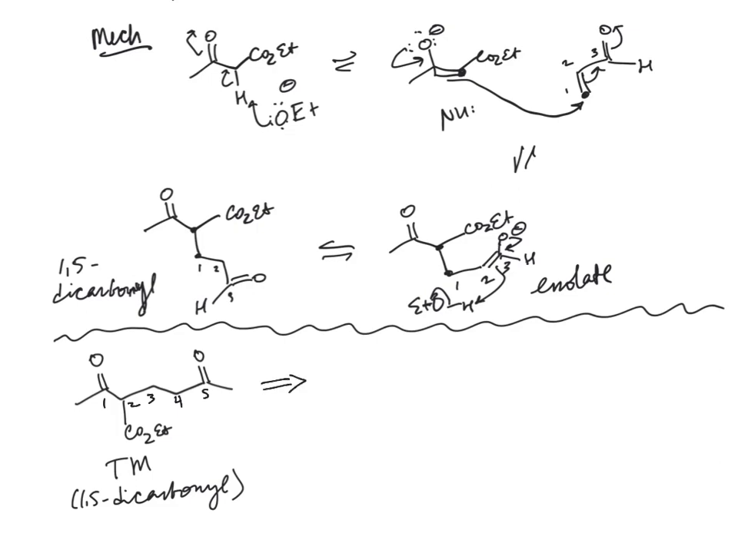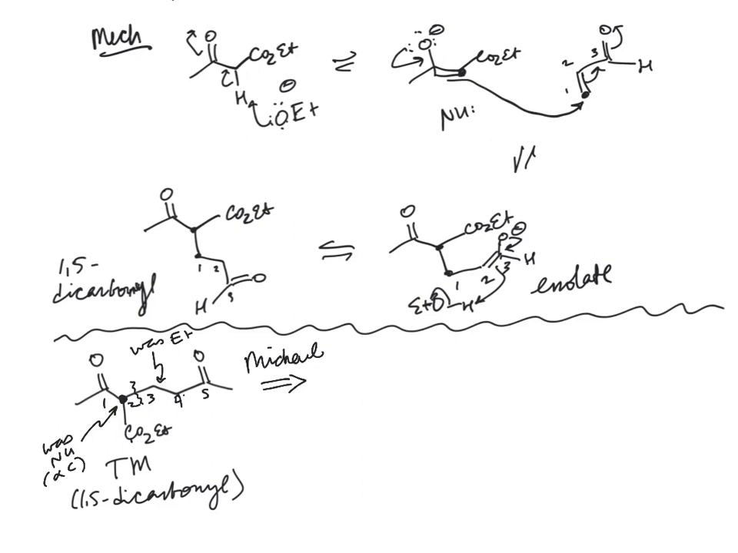relates to the disconnection of the Michael reaction. And as usual, I'm going to focus on the alpha carbon. And really, you could look at either alpha carbon, carbon 2 or carbon 4. They're both alpha carbons. But this is going to be the better disconnection in this case because I have 2 electron withdrawing groups here. So that's going to be the better nucleophile. So that's where my disconnection is going to be. The alpha carbon was my nucleophile. And so this is the carbon that was my electrophile.